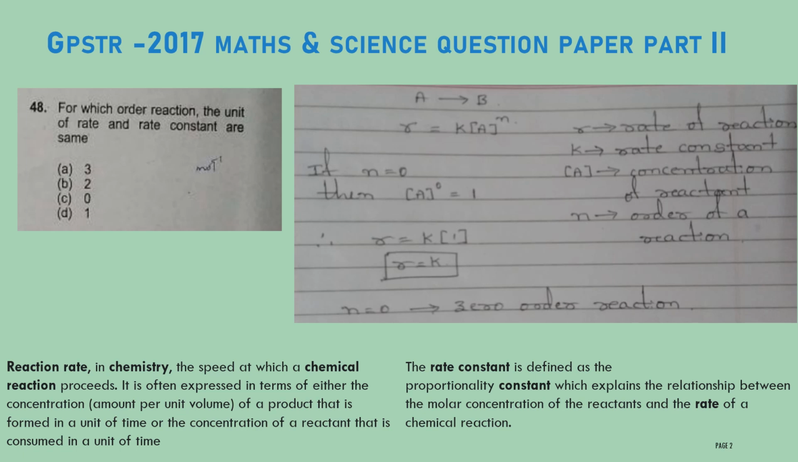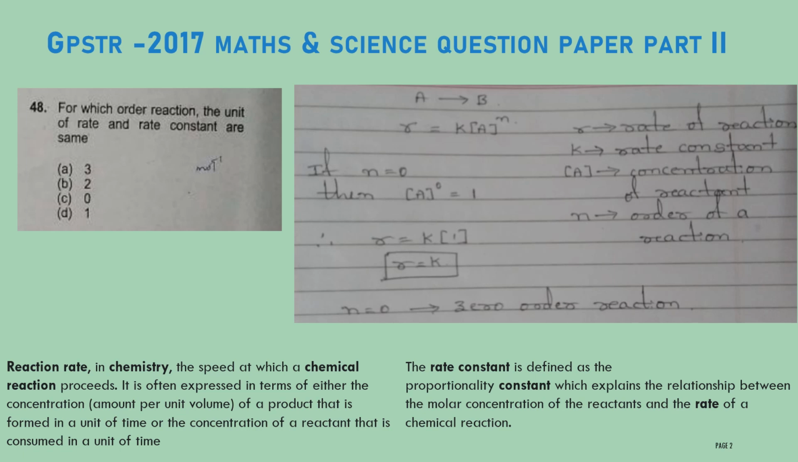Consider a simple reaction, A gives B. Here A is the reactant, B is the product. Here I am considering only a simple reaction to understand the concept. Then R is equal to K into A to the power of N. Here R is the rate of a reaction, K is the rate constant, A is the concentration of the reactant, and N is the order of a reaction. These terms you have to remember.